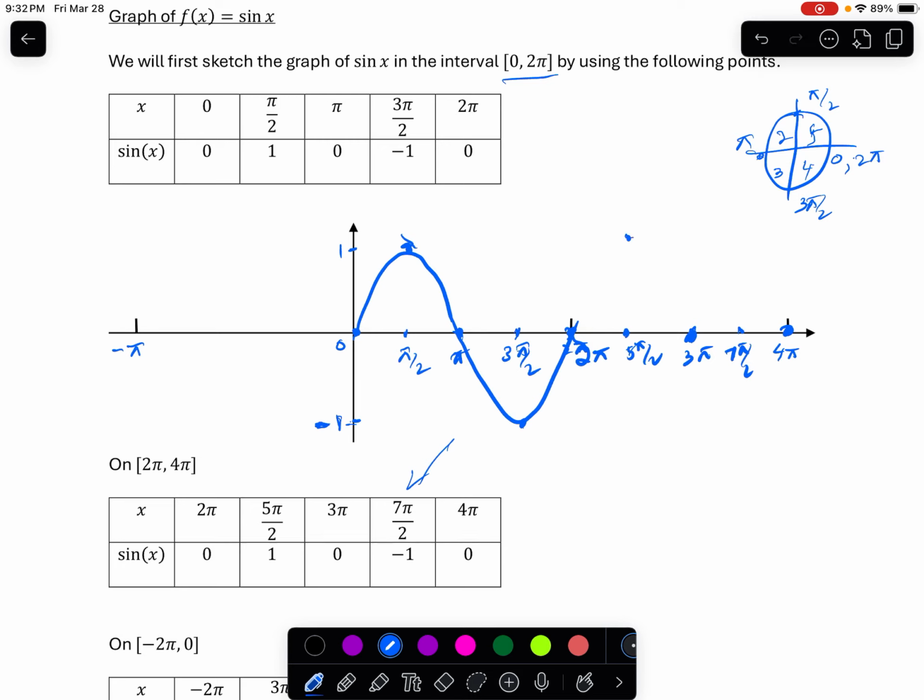Then at 7 pi over 2, where are we? So we are already here. This was our 5, 6, 7. So 7 pi over 2 lands us here at 3 pi over 2. The value at 3 pi over 2 is -1.